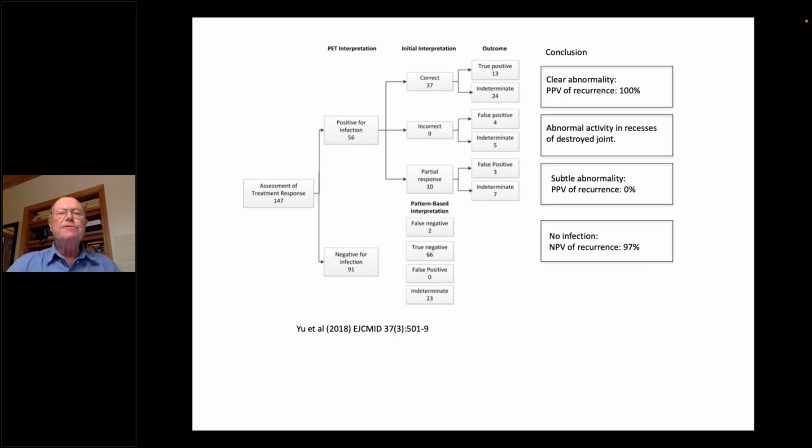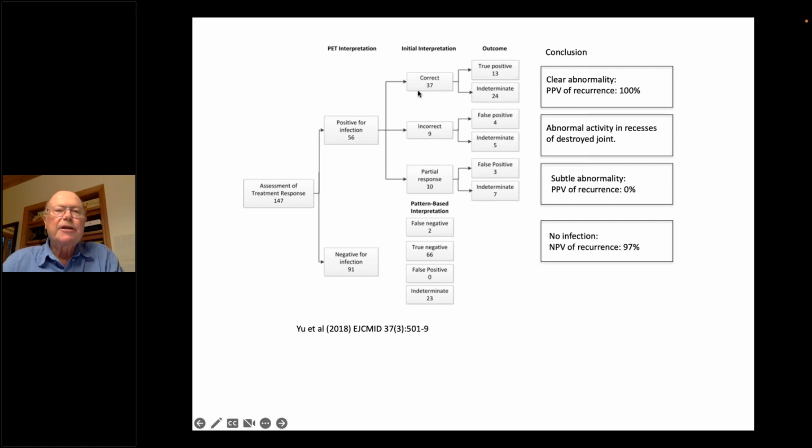If you use FDG PET for looking at treatment response, for the negative examinations, the negative predictive value was 97%. 66 patients had no recurrence on follow-up, and 2 patients had a recurrence.